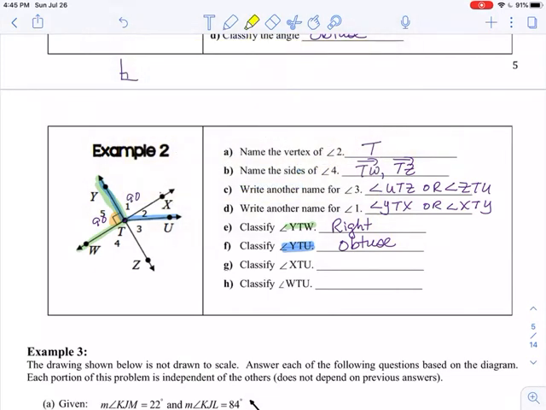Then let's pick yellow, angle XTU. XTU is this right here. They're talking about really angle 2. You can see that it's less than 90 degrees for sure, so that would be an acute angle.